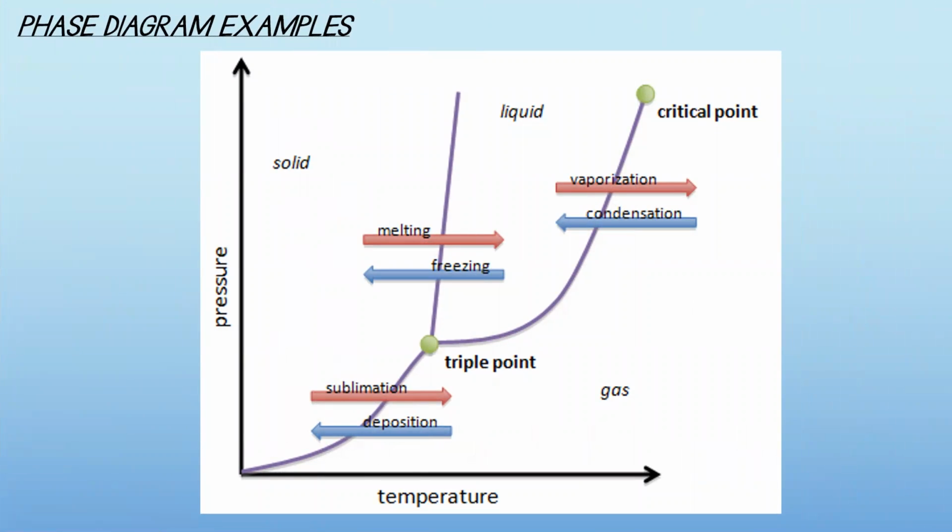Okay, so just looking at some different phase diagram examples. Once again, to the left is always a solid. The liquid is always in the middle. The gas is always to the right side. Temperatures across the bottom, pressures across the top. The triple point is where the lines intersect. And the critical point is at the top of the line between the liquid and the gas.